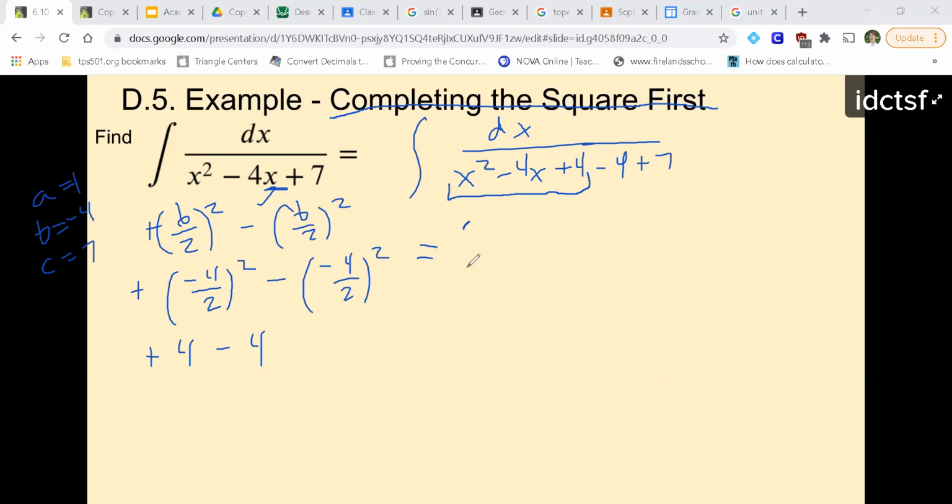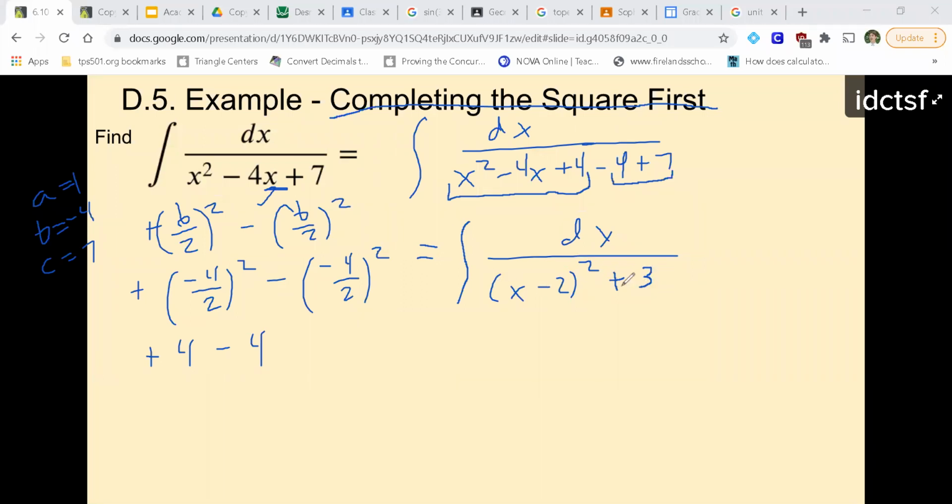If you factor that trinomial, you get x minus 2 squared, right? If you say what two numbers multiply to be +4 and add to be -4, it's the same number twice. It's -2. -2 times -2 is +4. -2 plus -2 is -4. So this trinomial can be factored to a perfect square, x minus 2 squared. If we combine this together, -4 plus 7, that is 3.